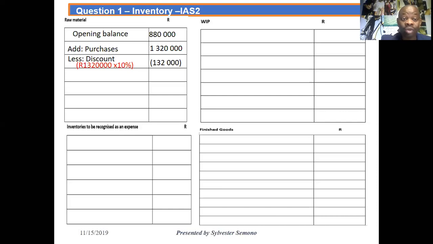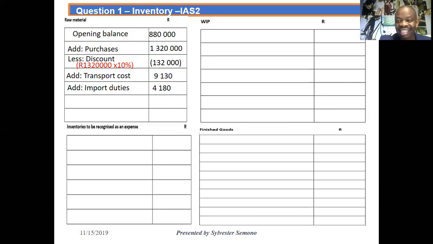If you want, you can even say there, add net purchases, and you can minus this 132 in brackets here. It's up to you at the end of the day. And again, in the process of buying that material, remember we incurred additional cost. Remember the transport cost, it needs to be included. We also incurred the import duties of 418.